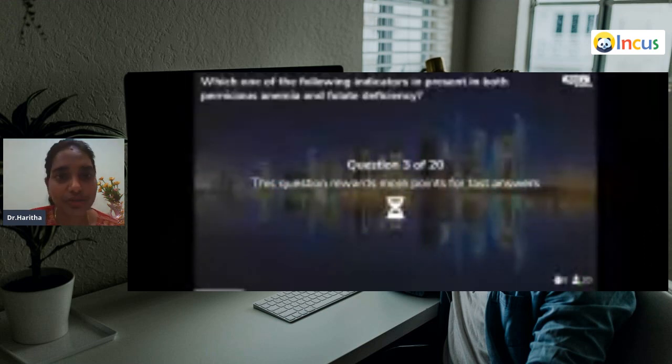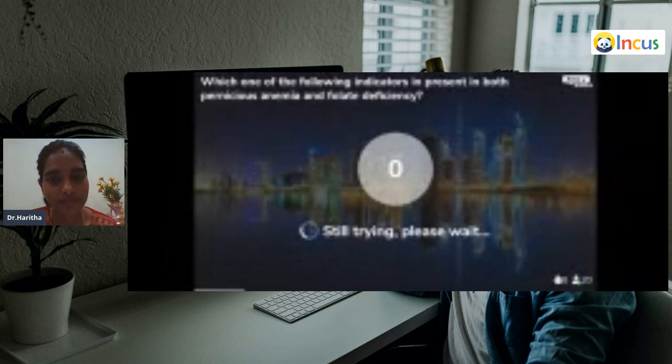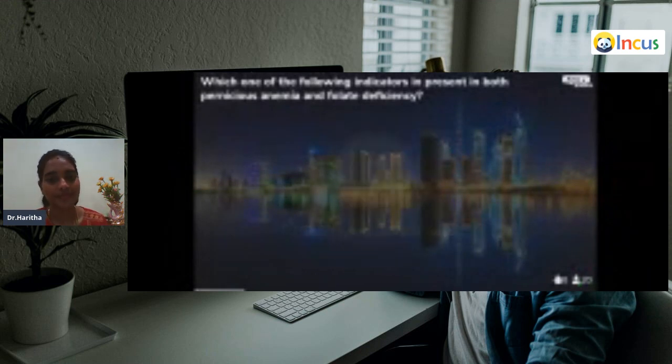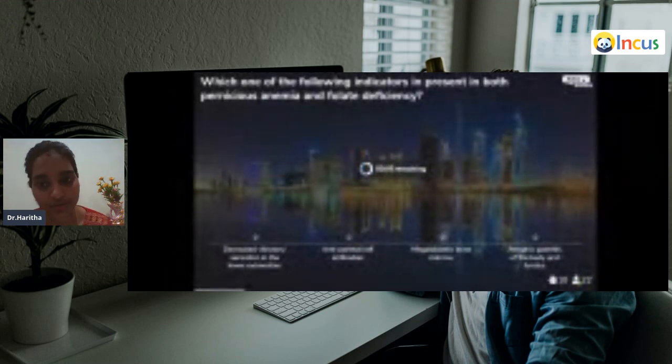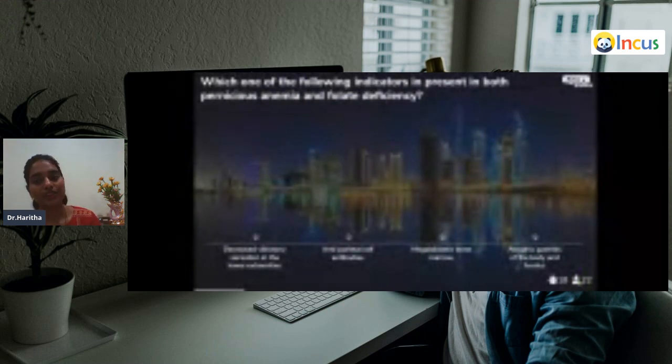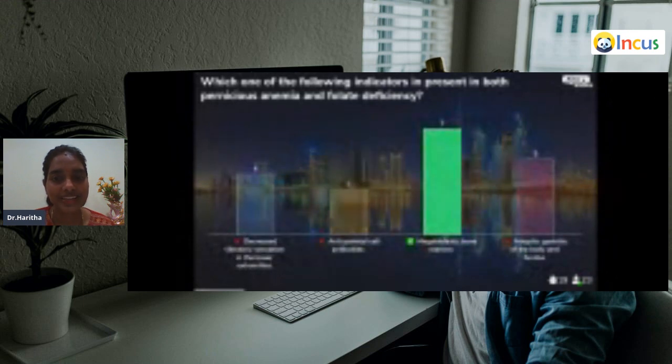Please be fast. Which of the following indicators is present in both pernicious anemia and folate deficiency? Decreased vibratory sensation in the lower extremities, antiparietal cell antibodies, megaloblastic bone marrow, or atrophic gastritis of the body and fundus. Yes, very good. Majority of them answered megaloblastic bone marrow. In both pernicious anemia and folate deficiency, there is megaloblastic bone marrow.